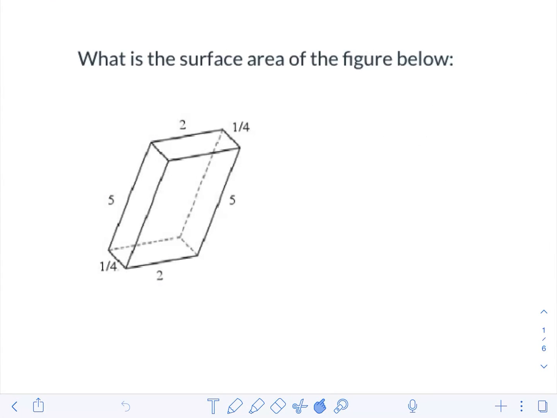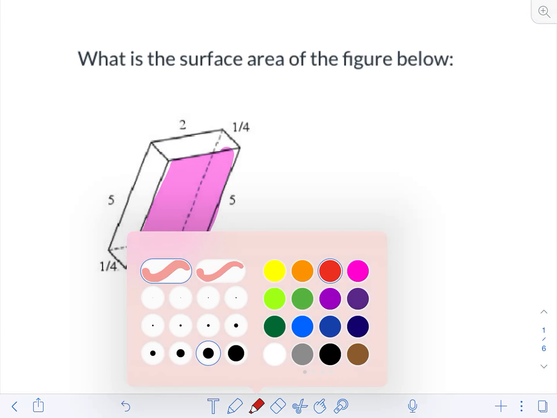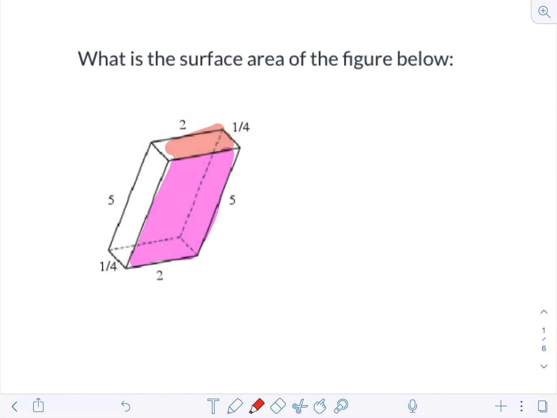Okay, so what is the surface area of this figure? Okay, so now it's the same thing we did before, except now there's one fraction. So let's not worry. Let's do the same thing we were doing. We have a front, which is the exact same as the back. We have a top, which is the exact same as the bottom. And we have a left, which is the exact same as the right.